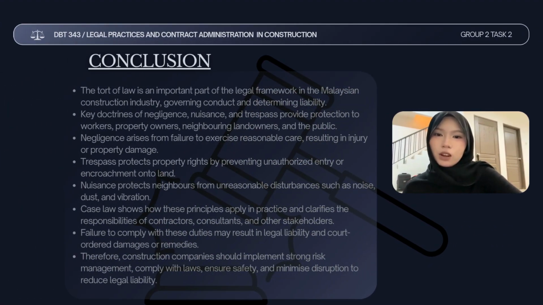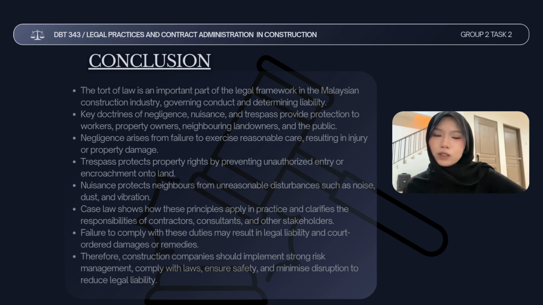And last but not least, the conclusion is that tort law is an important part of the legal framework in the Malaysian construction industry, governing conduct and determining liability. The key doctrines of negligence, nuisance and trespass provide protection to workers, property owners, neighboring landowners, and the public. Negligence arises from failure to exercise reasonable care, resulting in injury or property damage, and trespass protects property rights by preventing unauthorized entry or encroachment onto land.